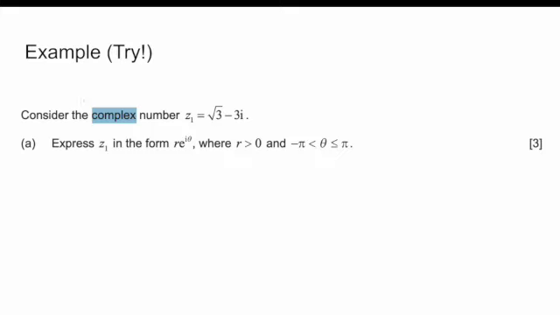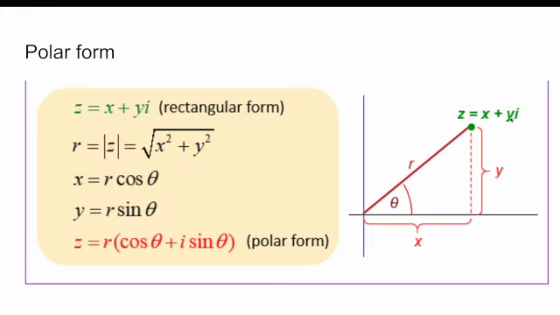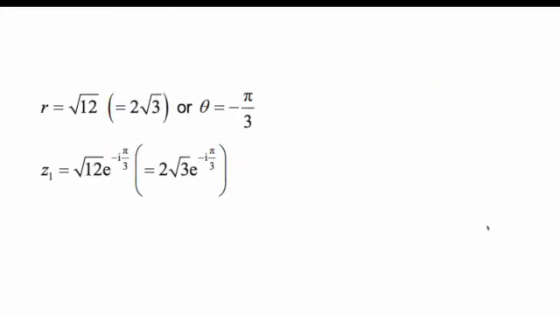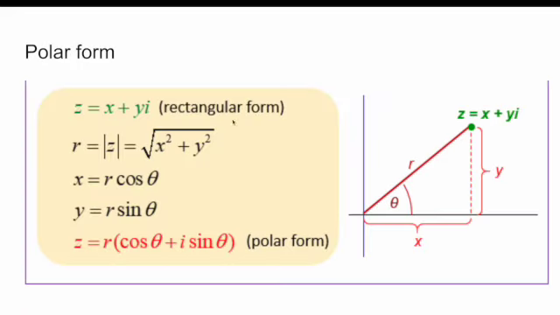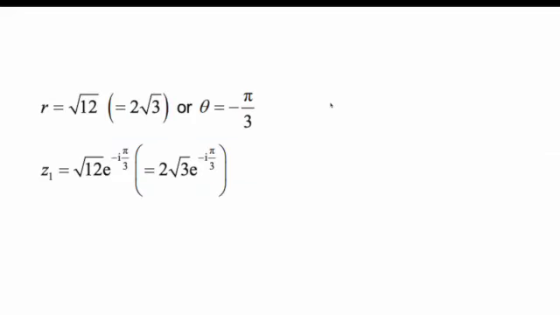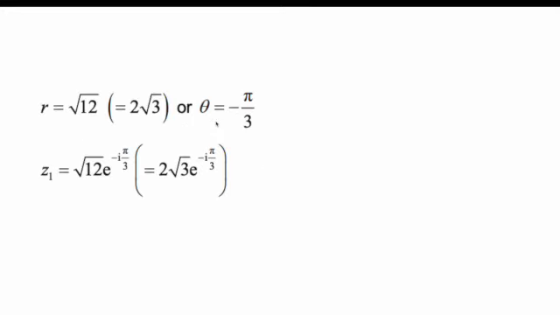Next, we need to find tan theta. Tan theta is opposite over adjacent. If we go back to this diagram here, the coefficient of the imaginary part is opposite and the coefficient of the real part is adjacent. So we equate this to opposite over adjacent. We see here that -3 is opposite because it's the coefficient of i. So we have -3 divided by square root 3 as our tan theta. If we calculate that using our calculator or using special angles, we see that theta is equal to -pi/3.